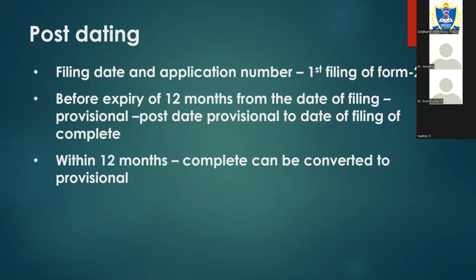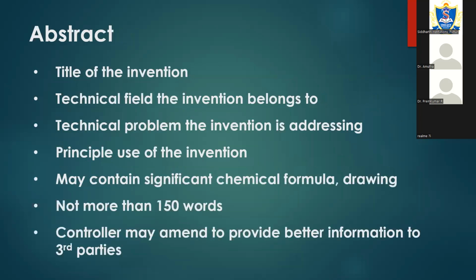The complete can again be converted to provisional. However, you have to provide the complete within 12 months of post dating. So if you have post dated your application to December, then within the next December you have to file the complete again. In this way you can file two or more complete specifications, but for one invention, one complete specification should be available.